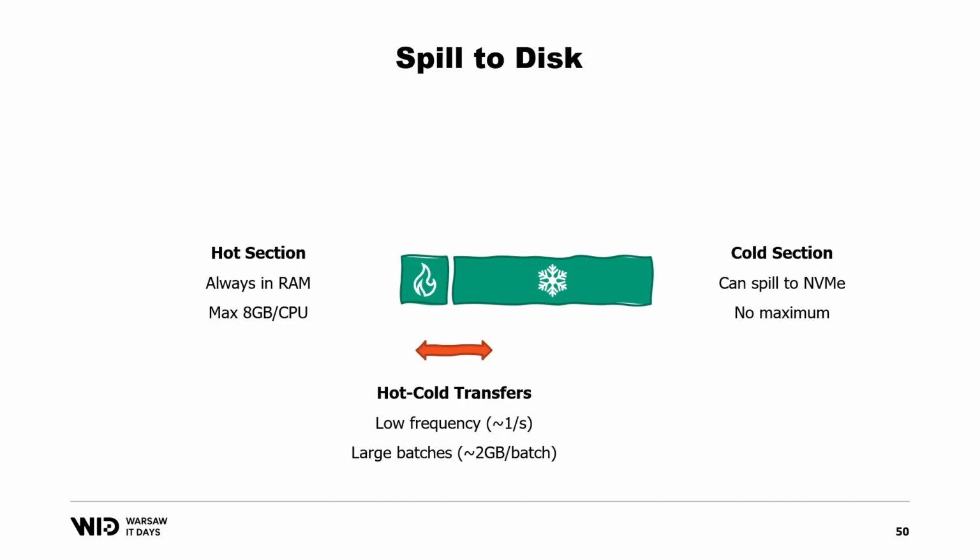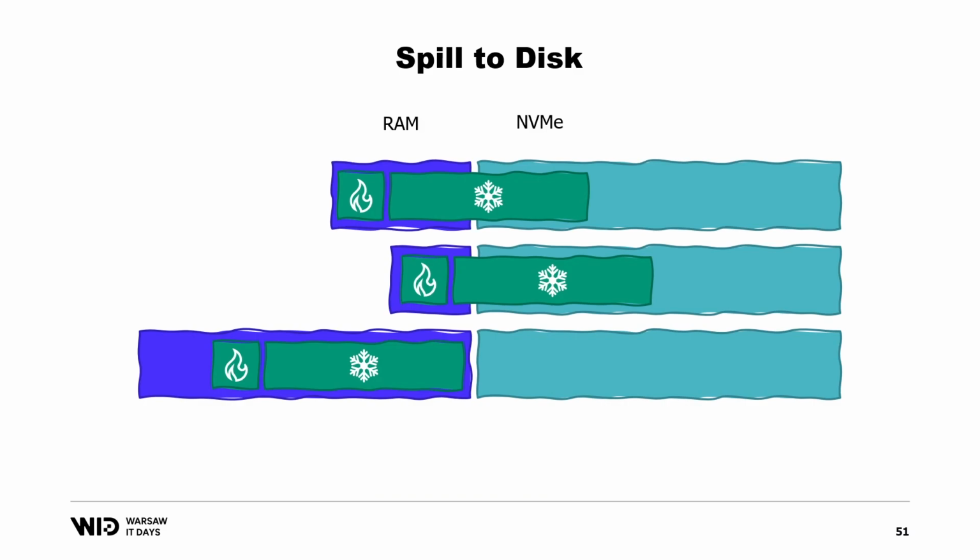So the program will use hot-cold transfers. These will usually involve large batches in order to maximize the usage of the NVMe bandwidth, and since the batches are fairly large, they will also be done at a fairly low frequency. And so it is the cold section that allows those algorithms to use as much memory as possible, because the cold section will fill as much RAM as is available and then spill the rest to persistent storage.